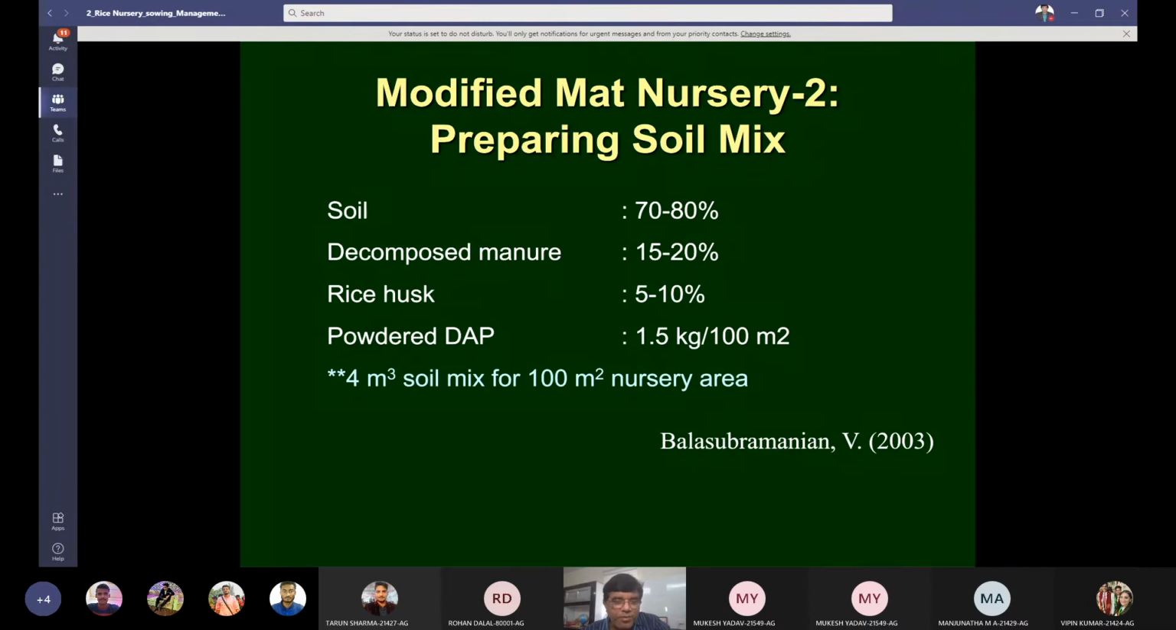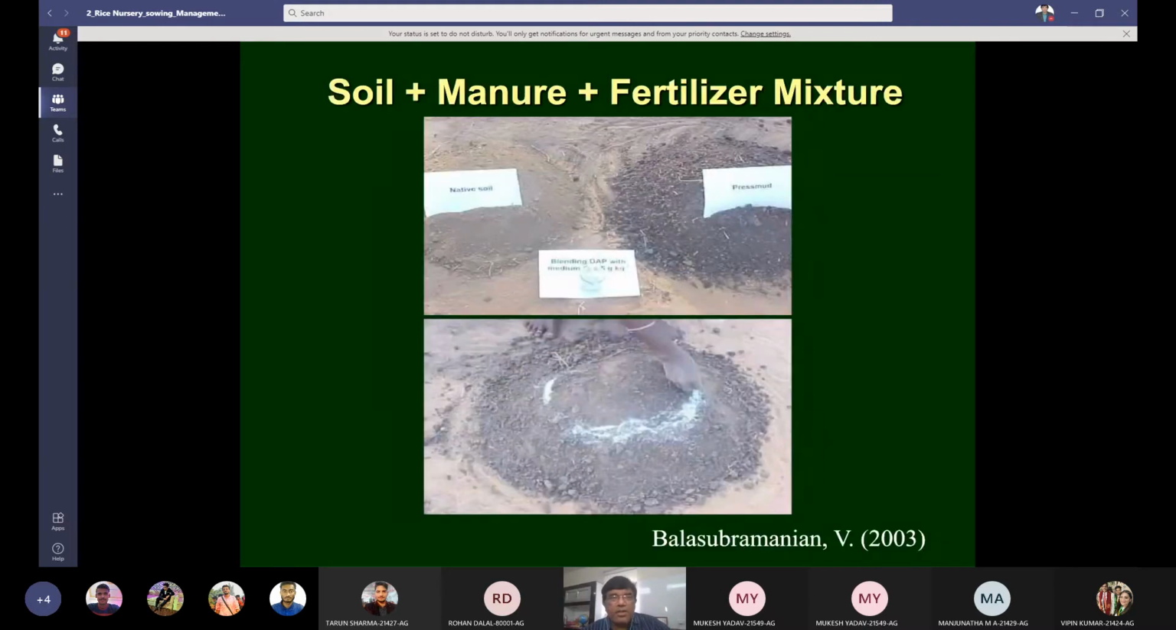So for this, 4 cubic meter soil mix is needed for 100 meter square nursery area. You can convert it into weight, and according to that, you can make the ratios. Because if you know the bulk density of soil, you can convert this volume into weight.